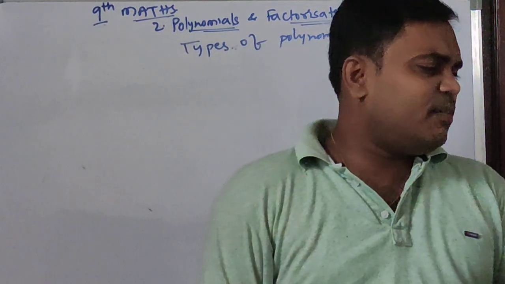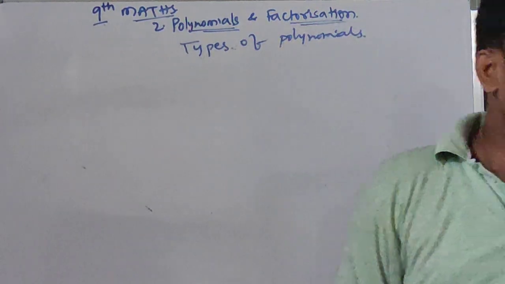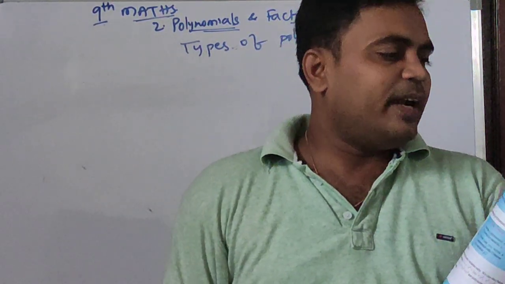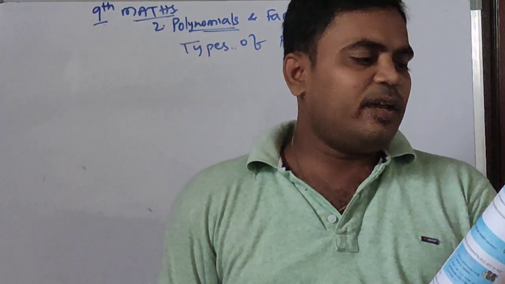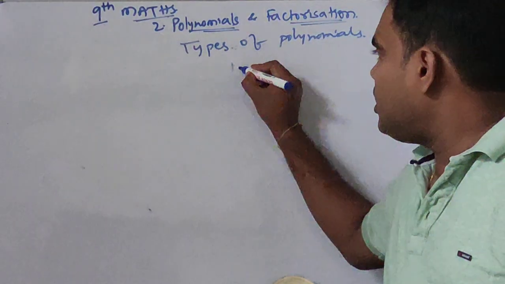Okay, on page number 30, do this. Observe, do this. Write the degree of each of the following polynomials. Here, 5 polynomials are given. We need to find out the degree. First question, first one.